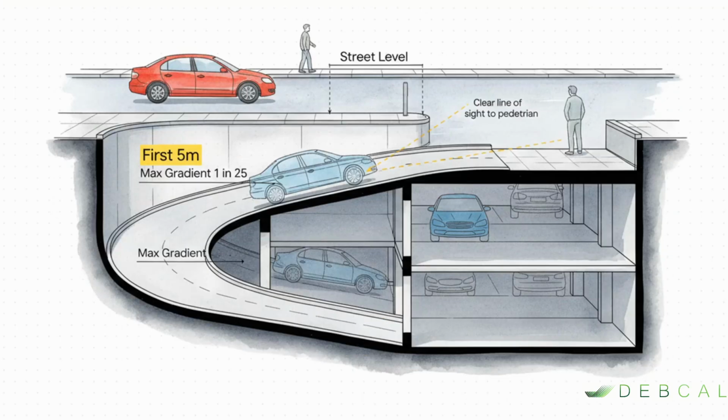So here's the crucial part. For the first 5 meters of that ramp, the part closest to the street, the slope can't be any steeper than 1 in 25. That is a very gentle slope. But once you're further away from the street, a much steeper gradient of up to 1 in 8 is perfectly fine. So why the difference? Well, that gentle slope right at the exit gives drivers much better visibility of pedestrians on the sidewalk. It also stops cars from shooting out too quickly into a public area. It's all about that transition.